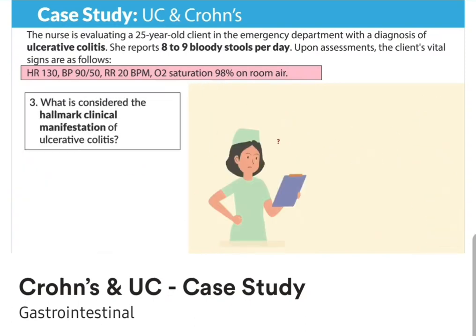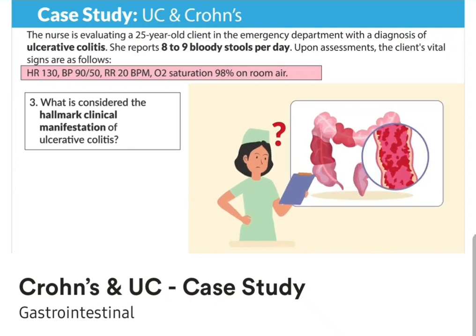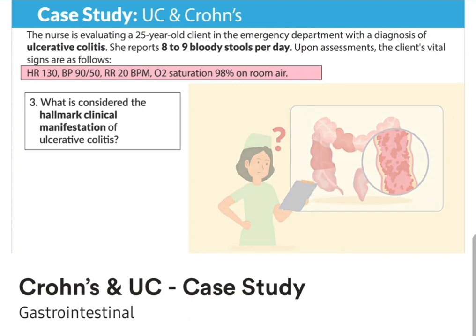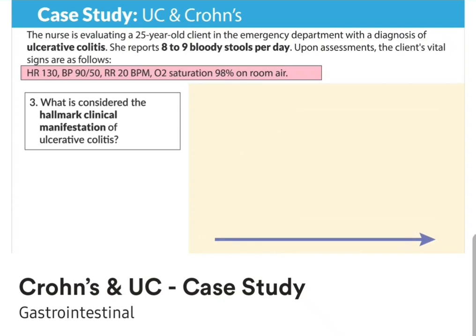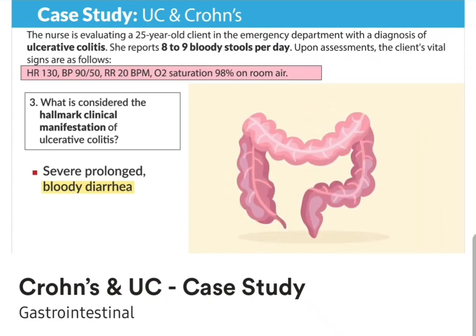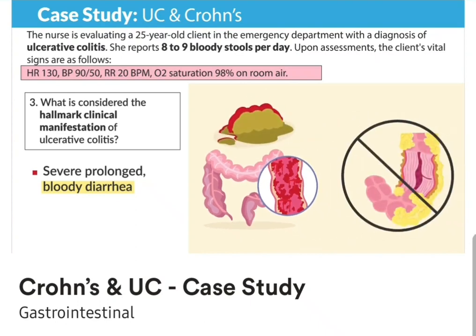Now, question 3. What is considered the hallmark clinical manifestation of ulcerative colitis? So pause the screen and try your best to think of a few things here. Okay, now for the answers. The hallmark clinical manifestation is severe, prolonged bloody diarrhea. So let the name help you here. Just think about bleeding with ulcers in ulcerative colitis. Not so for Crohn's disease, where we typically have low to no blood in the stool. So the key term there is bloody diarrhea.